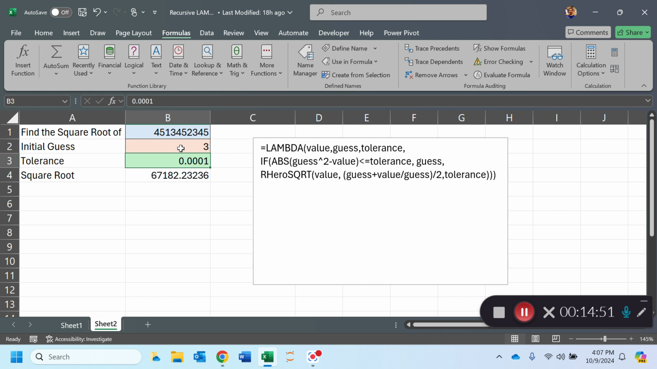So initial guess is okay. The tolerance, if you make it very, very accurate, it's not going to be able to find certain square roots where the square root is not an integer number.